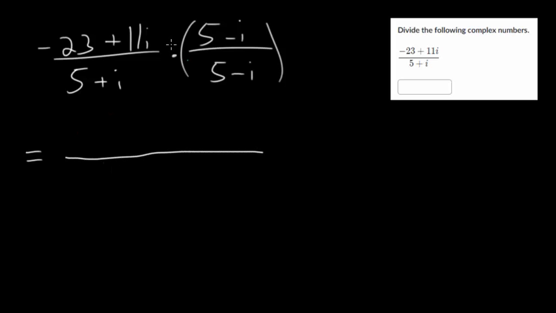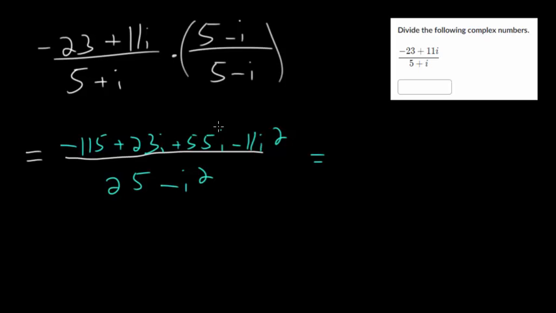So when we multiply the top, minus 23 and 5, let's see, 5 times 20 is 100, 5 times 3 is 15, so that's minus 115. And you have plus 23i, and then plus 55i from these two. And then minus i times 11i would be minus 11i squared. And now in the denominator, 5 and 5 make 25. And the middle terms cancel. You get minus 5i plus 5i. And then the last ones, i times negative i, would be minus i squared.